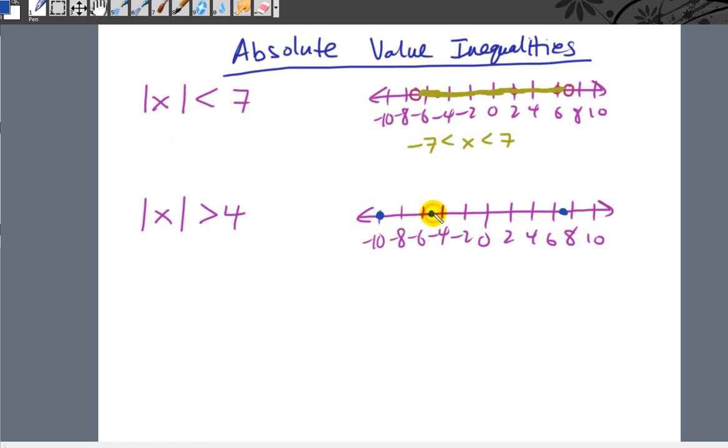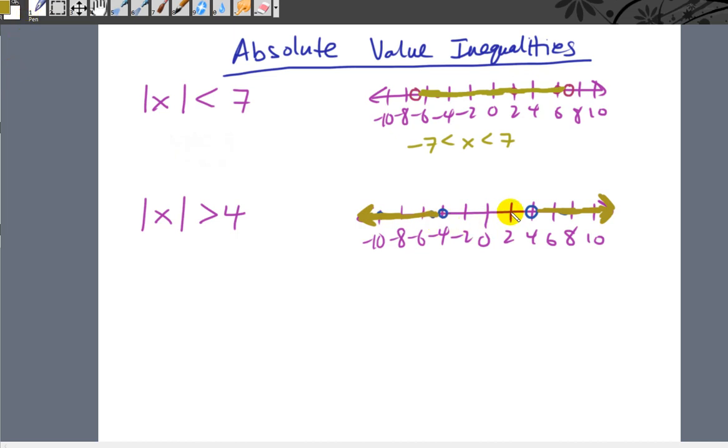You can do this all day if we wanted to. But what you're going to realize after doing so many of these is that this is going to have an open circle, and this is going to have an open circle. And I'm going to graph it for you. Anything greater than 4 will be okay, and anything less than -4 is going to be okay.